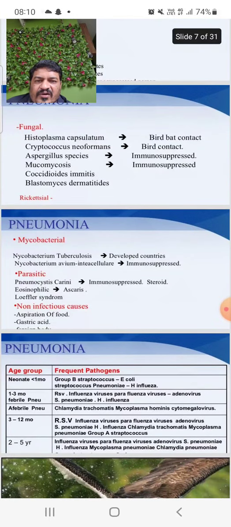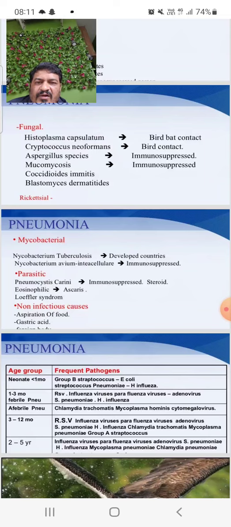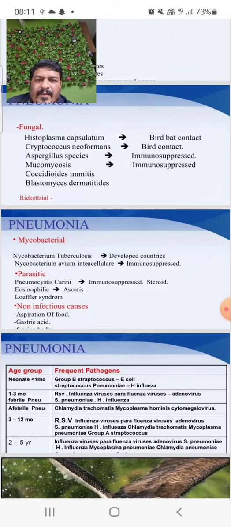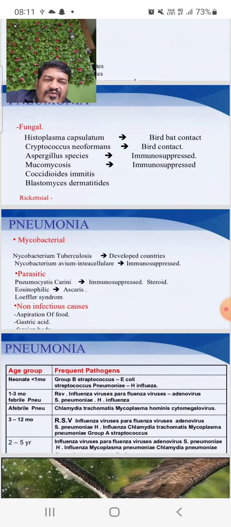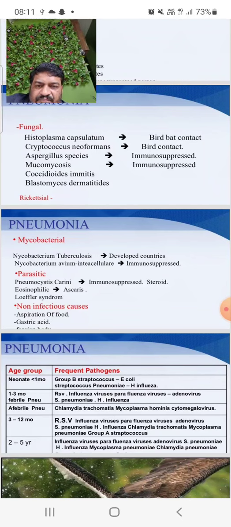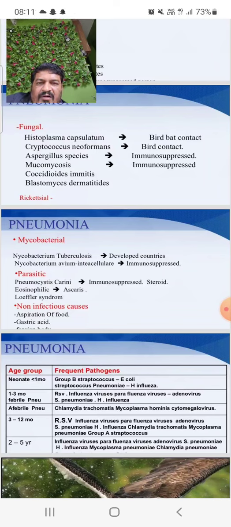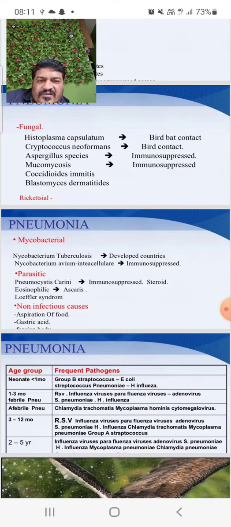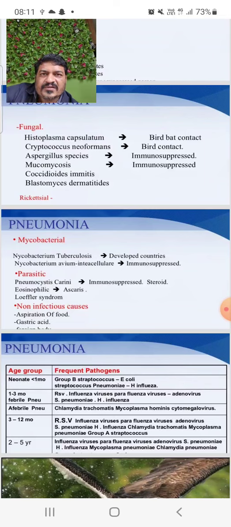So pneumonia according to the age group. Neonates, less than 1 month: Group B Streptococcus is mainly responsible, E. coli, Streptococcus pneumoniae, H. influenzae. 1 to 3 months, afebrile pneumonia: RSV, influenza virus, parainfluenza virus, adenovirus, S. pneumoniae, H. influenzae, and febrile pneumonia: Chlamydia trachomatis, Mycoplasma hominis, cytomegalovirus.